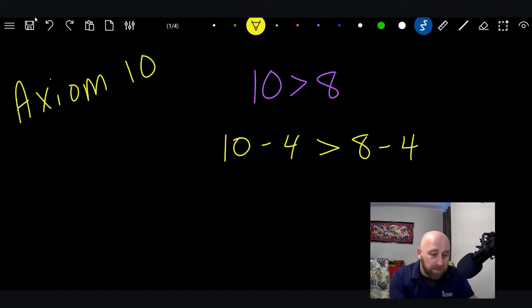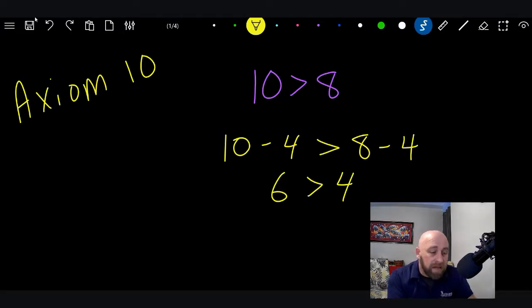All right, so what do I get? Let's just do the math, and let's see if this axiom is actually true. 10 minus 4 is 6, is greater than 8 minus 4 is 4. 6 is greater than 4. It's true. Notice that my interval didn't change. So how much bigger is 10 than 8? 10 is 2 bigger. On the number line, for example, it would be 2 spaces bigger, 2 numbers, 2 digits bigger.